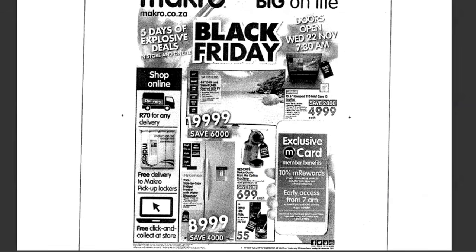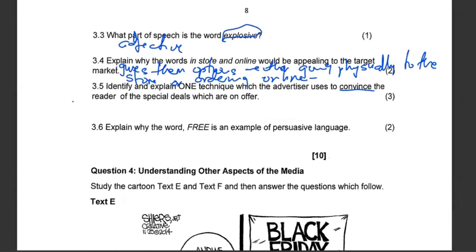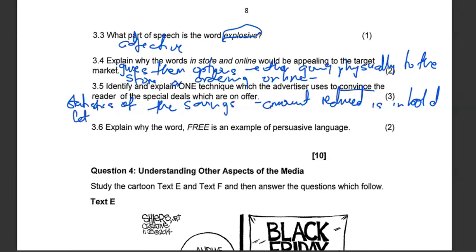I believe one of the things that we're going to mention will be the statistics of the savings. Amount reduced is in bold letters, right? So as a result, I believe that was one. There was another, bold letters was another technique. And as a result, you just had to discuss one of them, because it says identify and explain one, but I've given you two techniques, which means you just needed one.